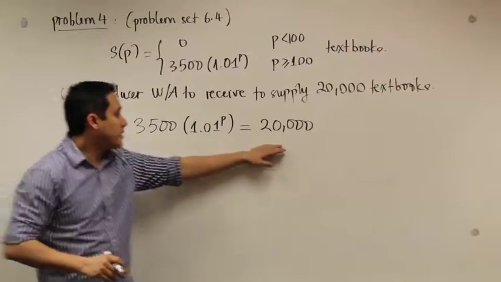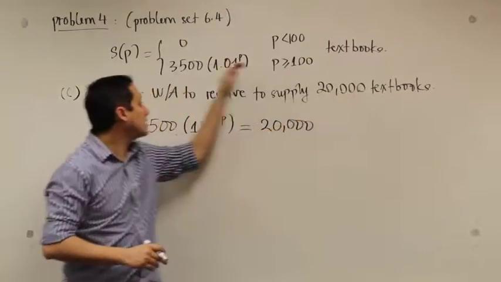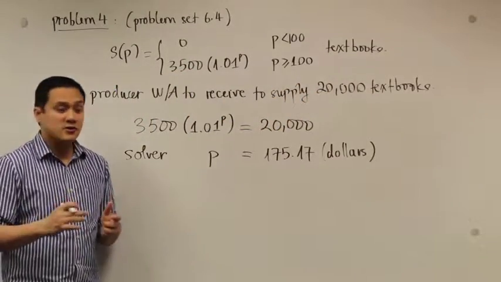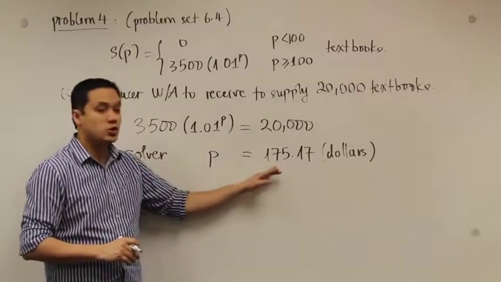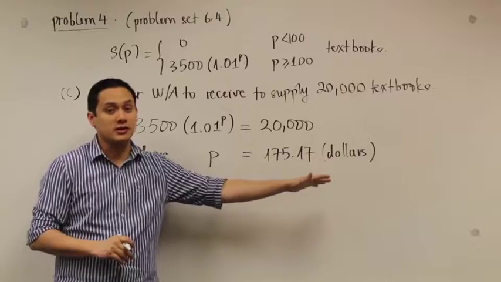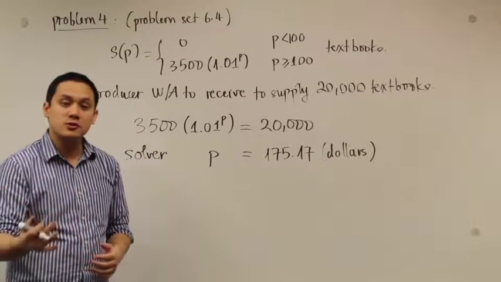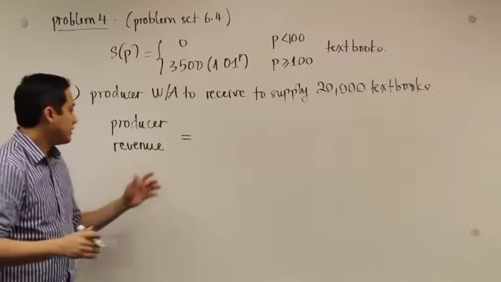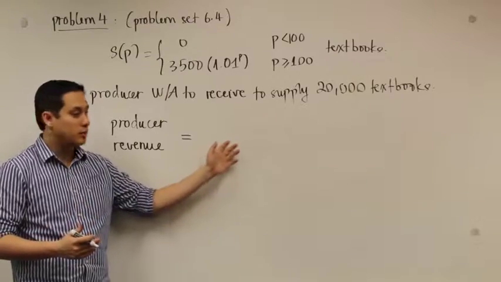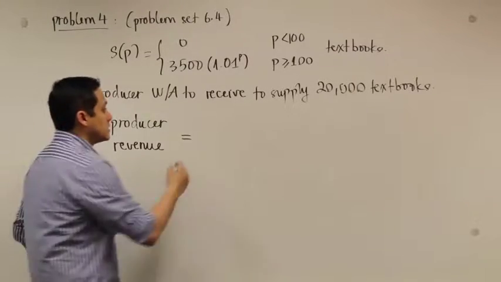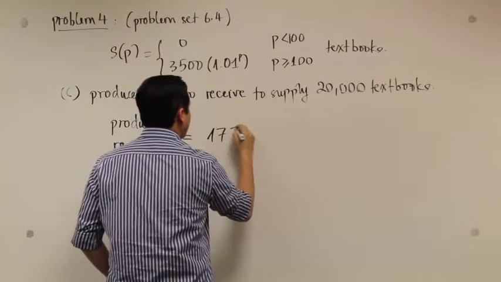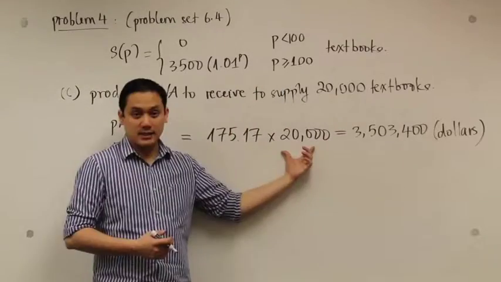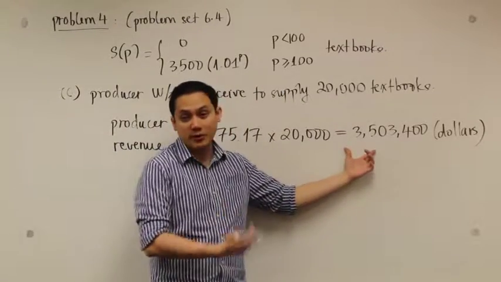Right? 20,000 textbooks, the unit is textbooks, and the supply function is also in textbooks, so these two match the unit. And using the solver, I get the set market price equal to $175.17. Now let's move on and calculate the producer surplus and producer revenue at this set market price. For the producer revenue, this is equal to the set market price multiplied with the quantity supplied. So this is 175.17 multiplied with 20,000. And using the calculator, we get about $3.5 million.